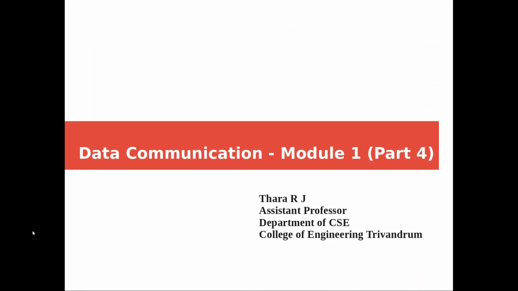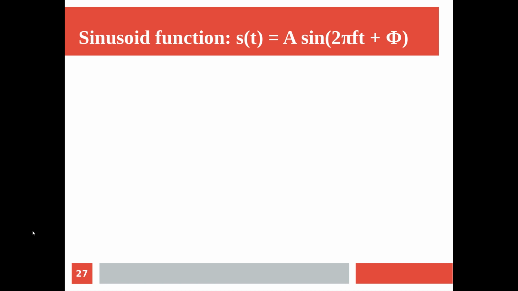We are in module 1 and we have already seen that communication is basically happening in a given medium, and whatever the medium, the information will be transferred in the form of a sine wave, in the form of an electromagnetic wave, and the sine wave is one of the most popular forms taken by any electromagnetic wave.